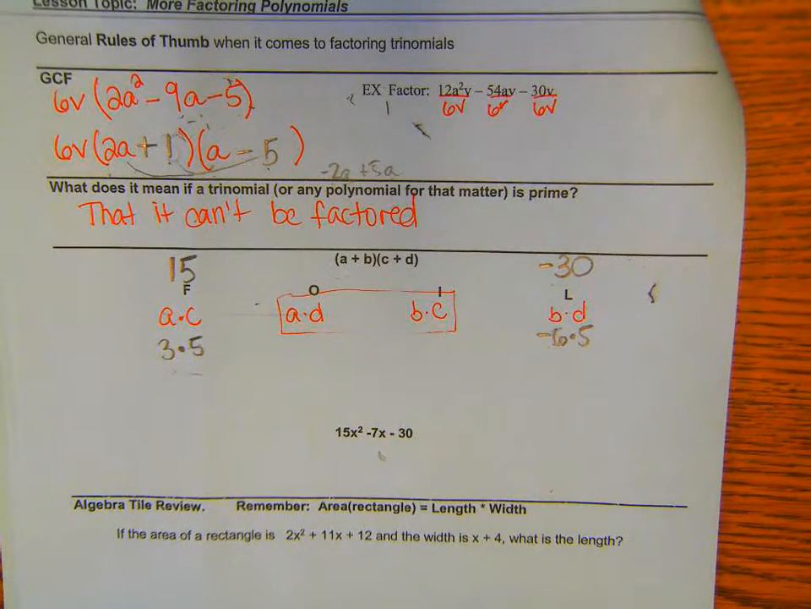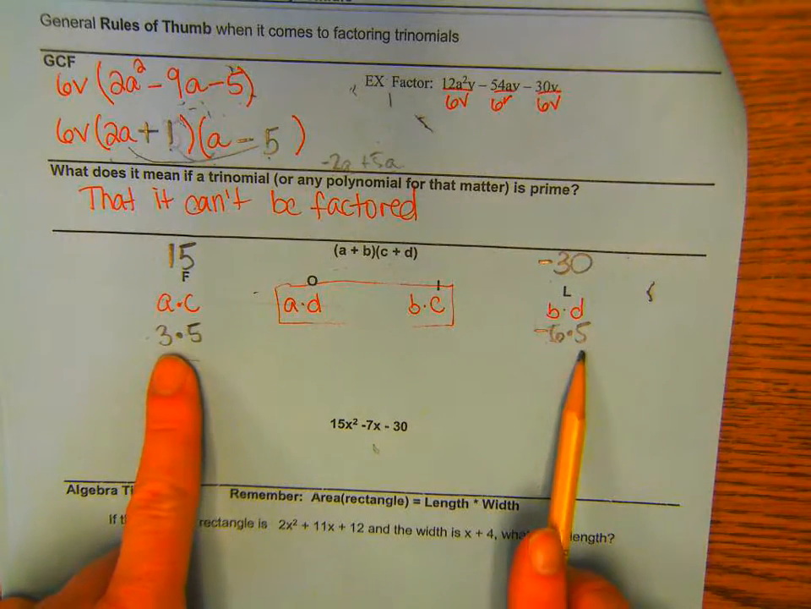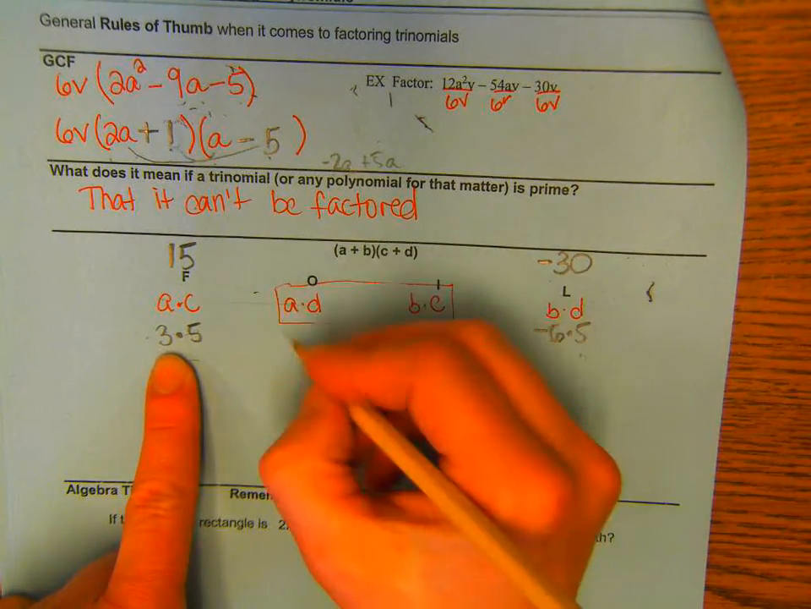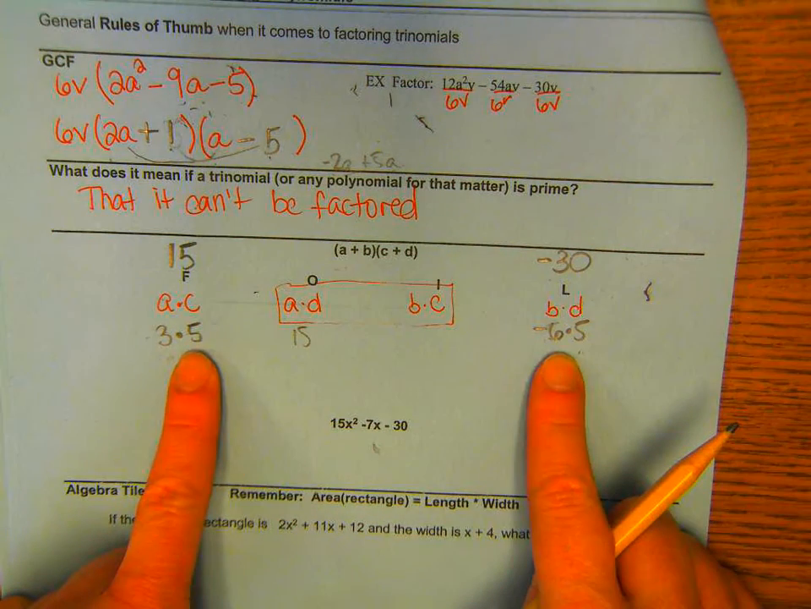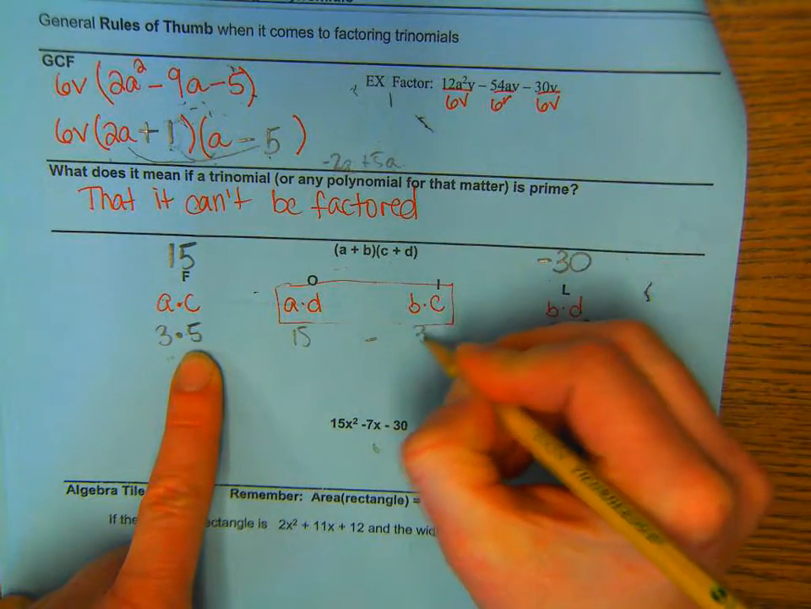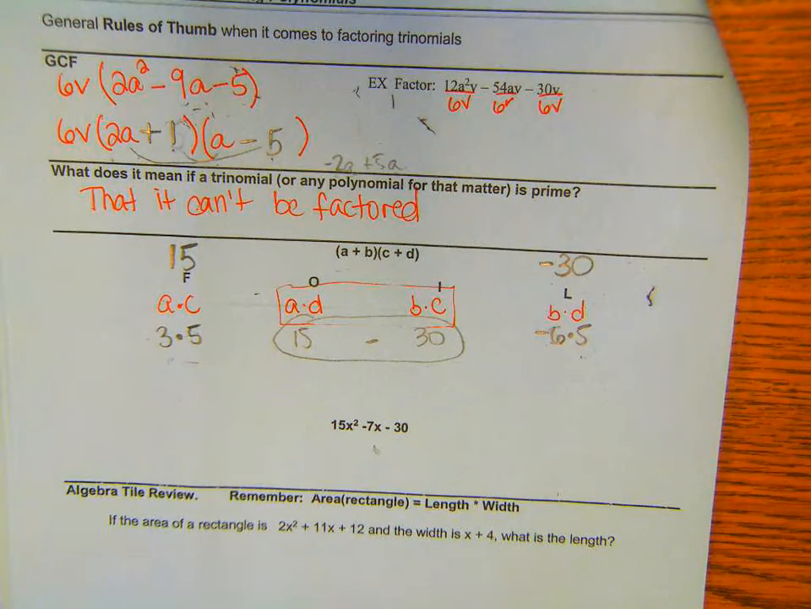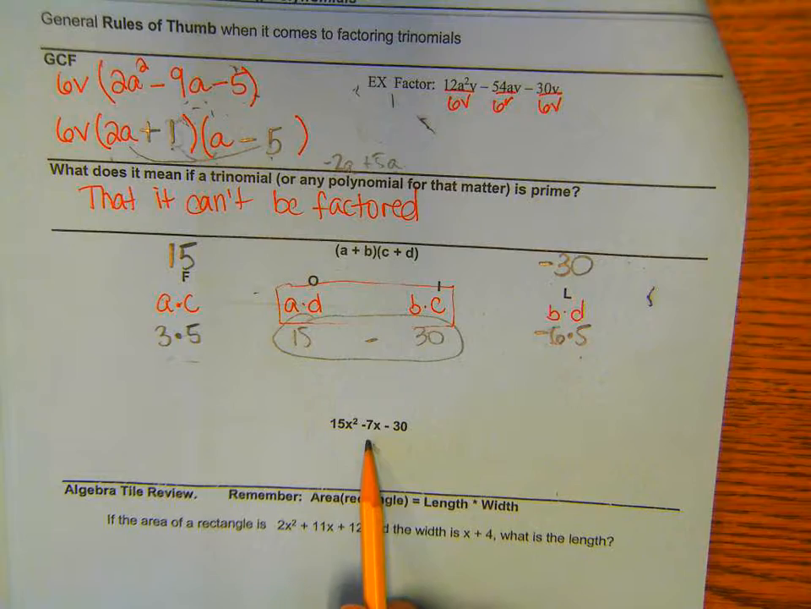What's A times D? What's 3 times 5? 15. What's 5 times negative 6? That's the inners. Negative 30. Would you guys add these together? What do you get? Negative 15. Is that the middle term? No. So then what we do is we switch them around.